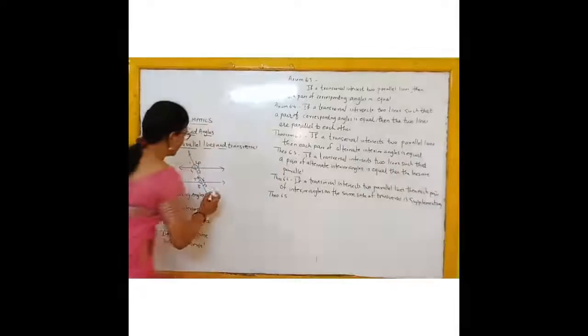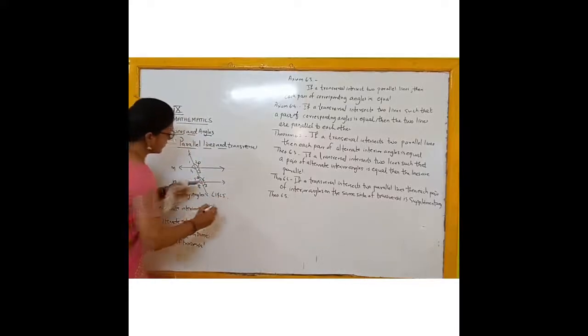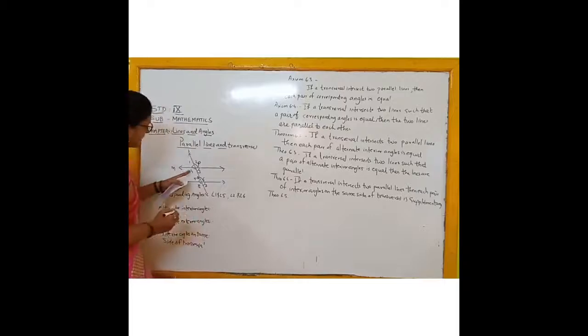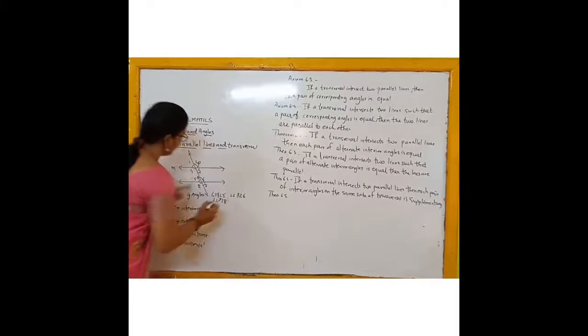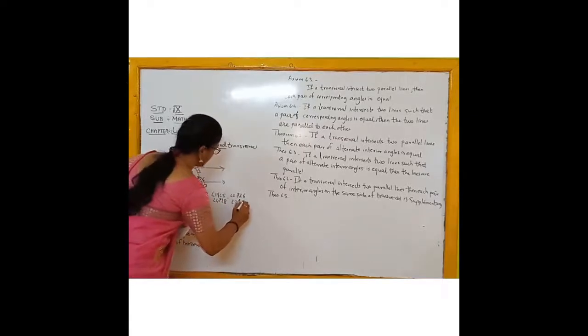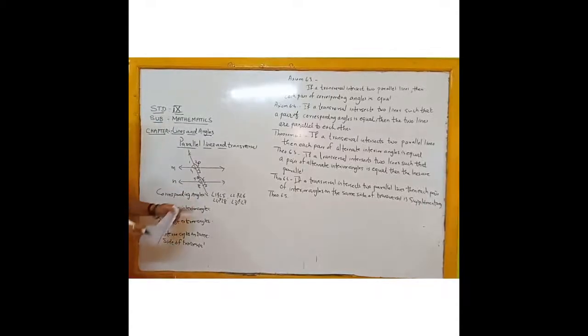Corresponding angles, angle 1, angle 5. Second pair, angle 2, angle 6. Third pair is angle 4, angle 8. And fourth pair is angle 3, angle 7. This you already know.